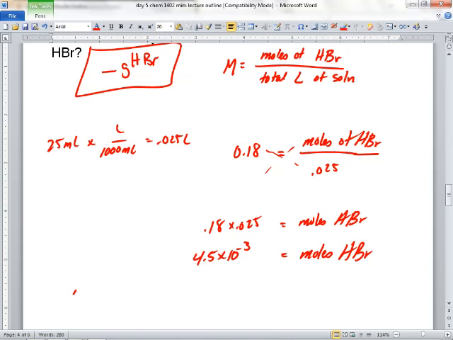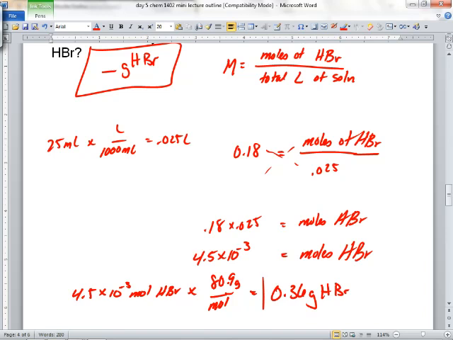Yeah, get the molar mass of it. 4.5 times 10 to the negative 3 moles HBr. Hydrogen is 1. Bromine is like 79.9. Yeah, thanks. 80.9. So in a mole, 80.9 grams. About 0.36. Oh, 0.36. Okay. Make sense?